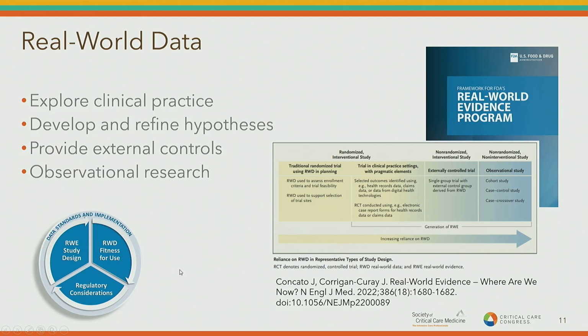For those of you that haven't taken the time to read the riveting 75-page real-world evidence program report, I keep a copy on my nightstand just in case I need a little bit of help. But there's also a really wonderful primer that John Concato and Jacqueline Corrigan-Curry published in the New England Journal, citation down here at the bottom, where they briefly, in 3 pages, describe the use cases that my colleagues mentioned earlier: to explore clinical practice, develop and refine hypotheses, and provide external controls. And that observational research then becomes part of the infrastructure and the environment of developing and understanding how drugs can be used off purpose.